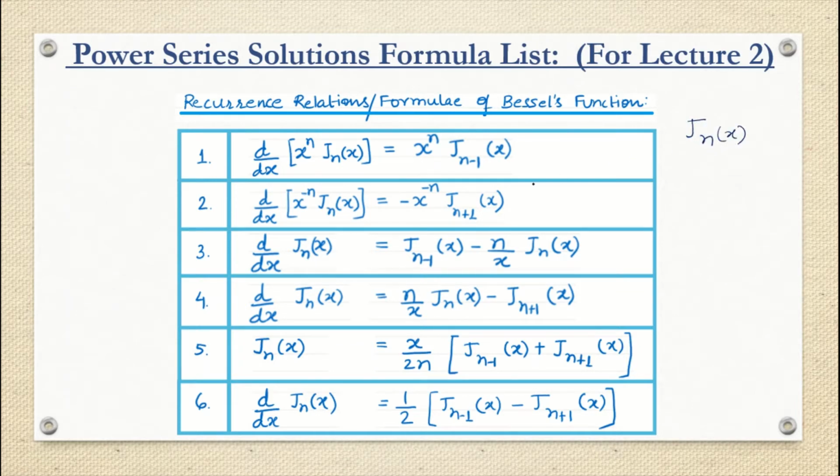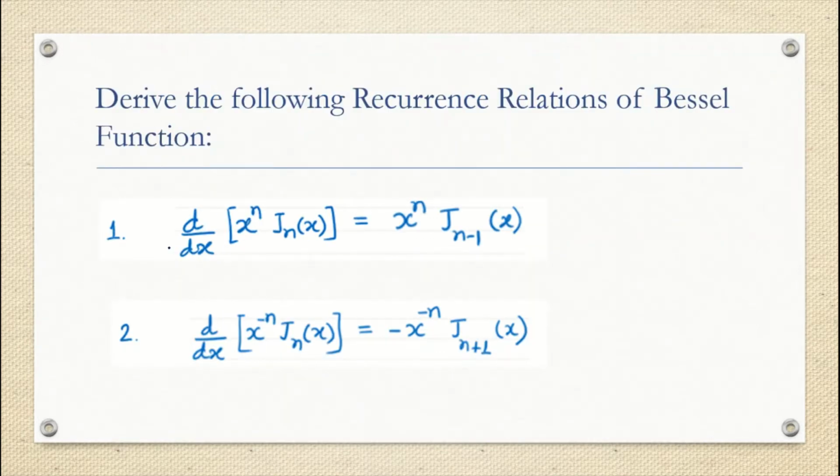Now in today's class we are going to derive the recurrence relations. Today we are going to derive the first two recurrence relations, and in coming classes we will be deriving 3, 4 and then 5, 6. So what we are going to see are these two derivations, right?